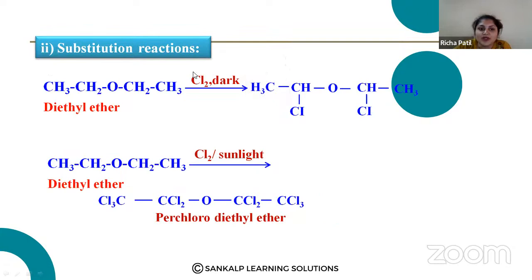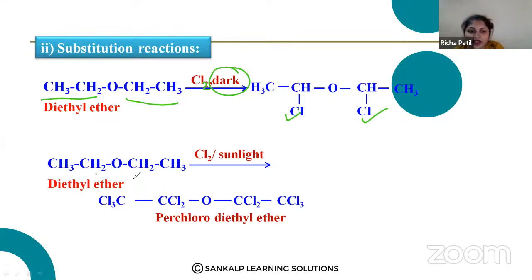Substitution reaction: what do we mean by substitution reaction? One atom is replaced by another atom. Here you can see a substitution reaction with diethyl ether. When you supply chlorine in dark conditions, a hydrogen is replaced by Cl. So this is the first substitution reaction.